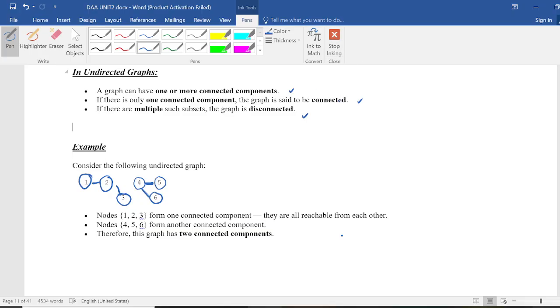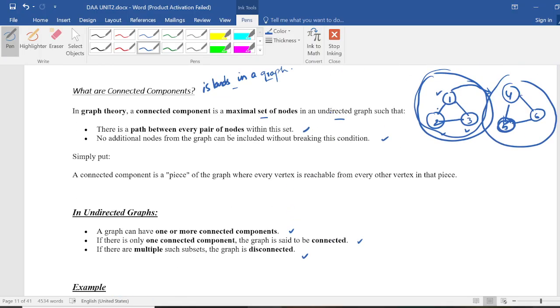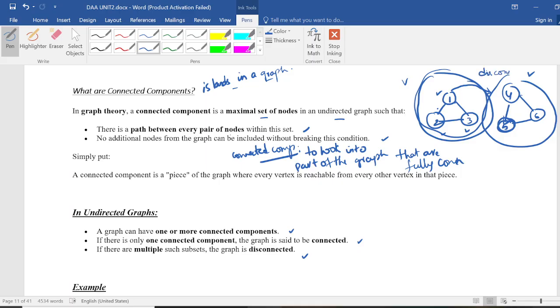One more point we forgot to discuss in connected components is that they help us see which parts of the graph are fully connected inside but disconnected from the other parts. So one more meaning of connected components is to look into which parts of the graph are fully connected, like this or this. These are fully connected inside, but disconnected from outside. Connected internally, disconnected from the outside.